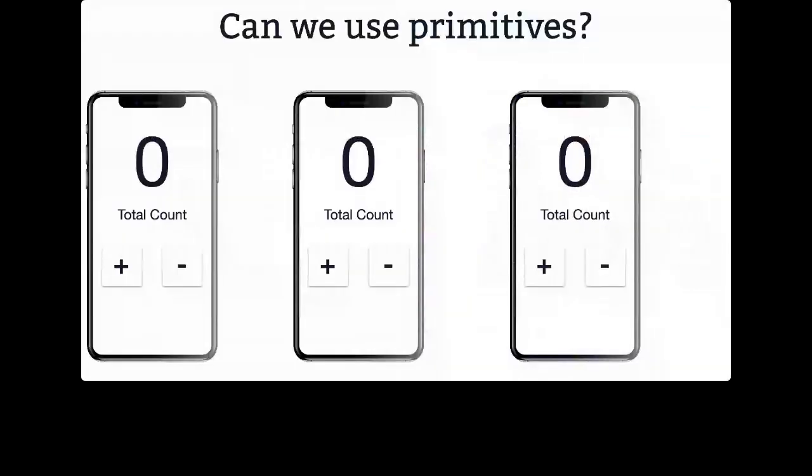Okay, let's look at implementing this collaborative counter. Now, first, I want to see if we can implement this collaborative counter by using a primitive type, an integer, in the application's data model. But here's a spoiler alert for you. Integers won't work for us, and you'll see why in just a moment here. So let's say this device on the left counts the first concert goer, which increments its local count from 0 to 1.